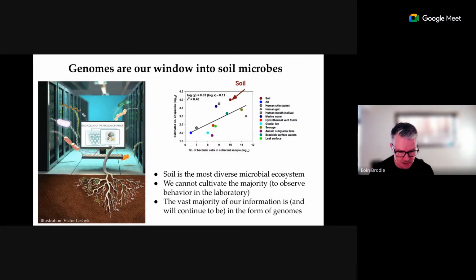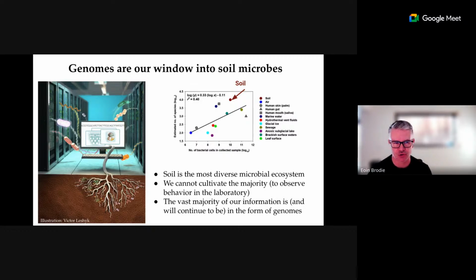I'll make a short statement here: how do we access this information? Well, what we do is we sequence the DNA in soil, as much of it as possible, typically as much as we can afford to do. And then that becomes a giant puzzle. We try to take all of those short pieces of DNA and reconstruct them into genomes.